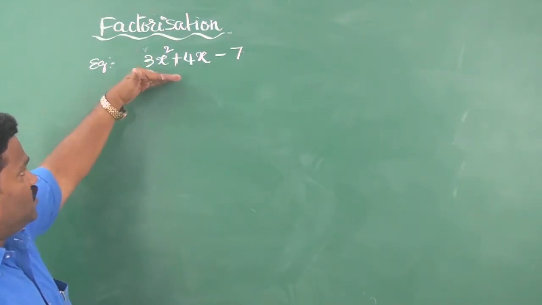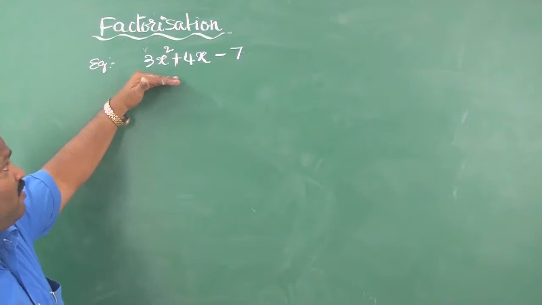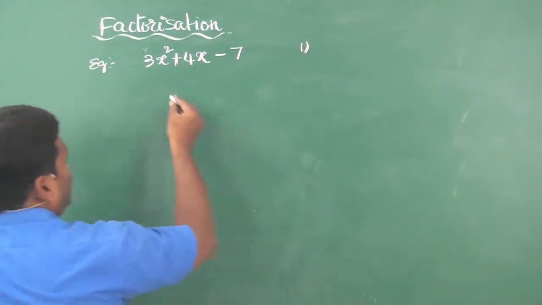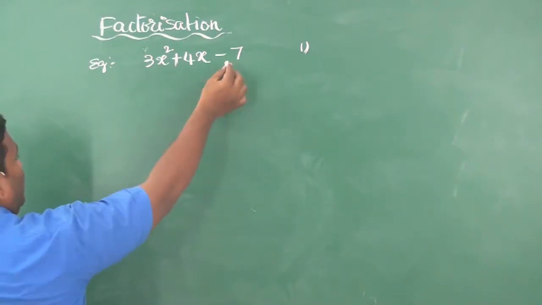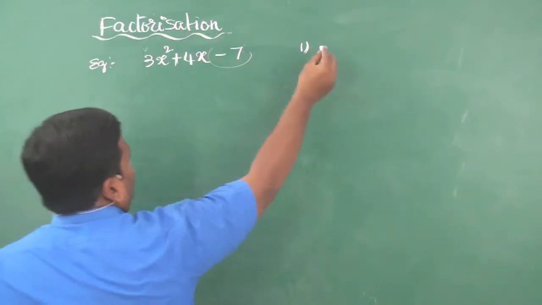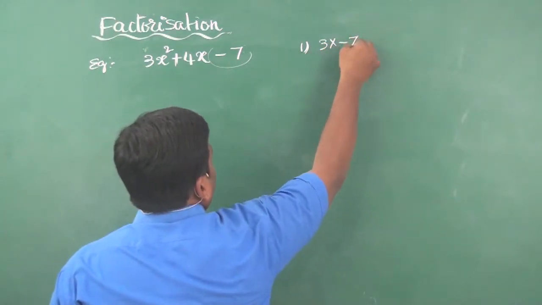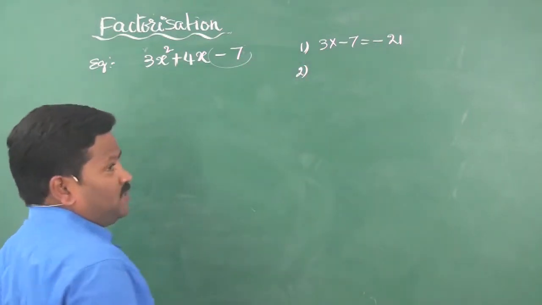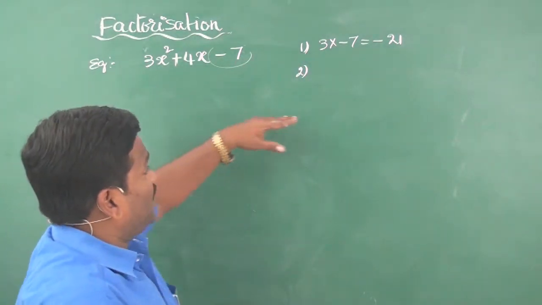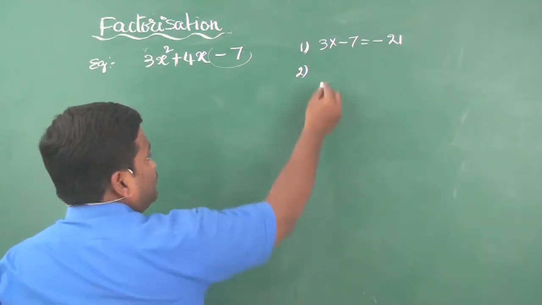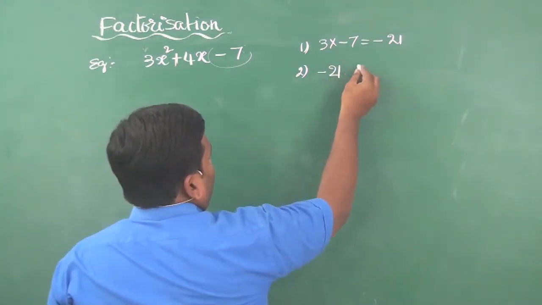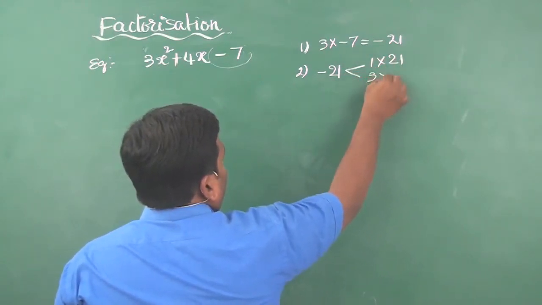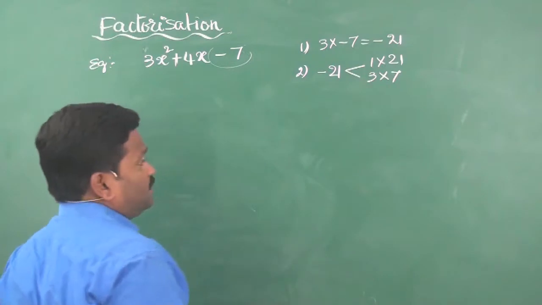How can you factorize this one? What are the steps involved to factorize this problem? As I said before, first let us multiply the coefficient of x square and the constant. 3 into minus 7 is minus 21. The second step is, let us find the factors of minus 21. What are the factors of 21? 1 into 21, 3 into 7, that's it.